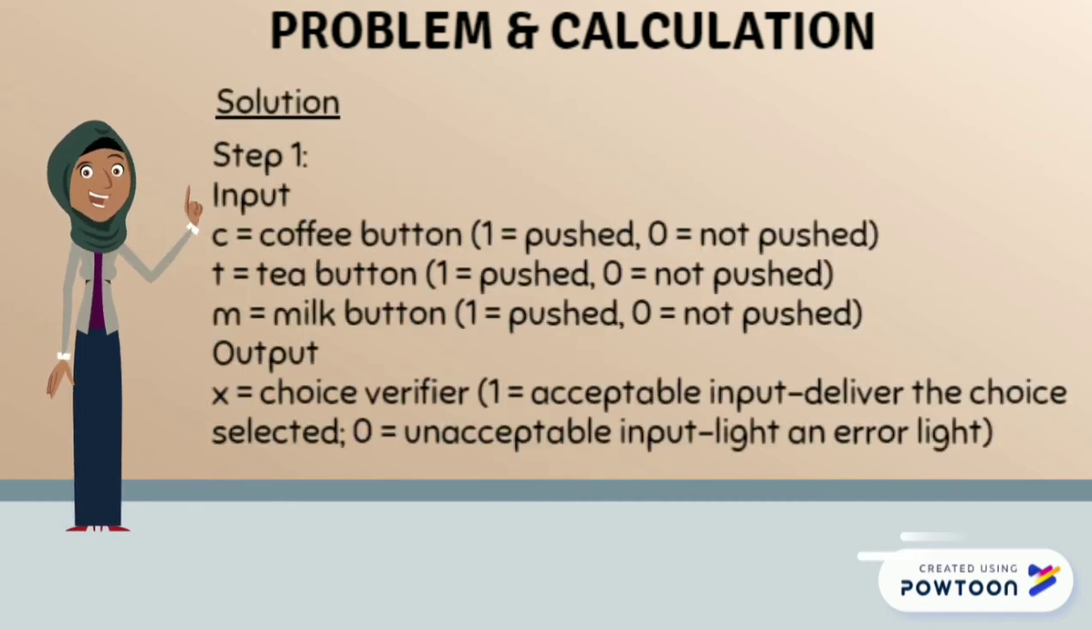First, we specify the input and output variables in the 2 states of each. The input consists of letter C representing the coffee button, 1 for pushed, 0 for not pushed, letter T representing the tea button where 1 is for pushed, 0 for not pushed, and letter M representing the milk button, 1 for pushed, 0 for not pushed. The output represented by letter X equals choice verifier, where 1 is for acceptable input, deliver the choice selected, and 0 is for unacceptable input, light the error light.